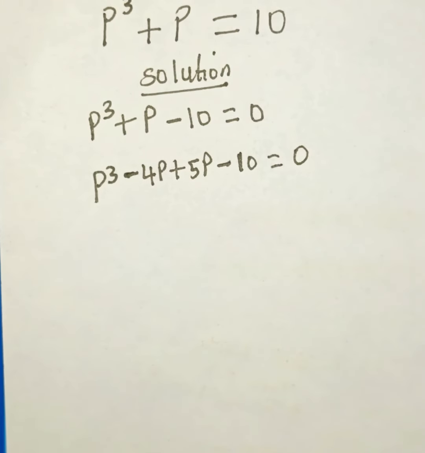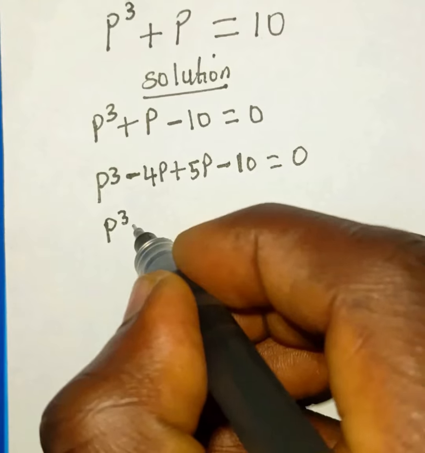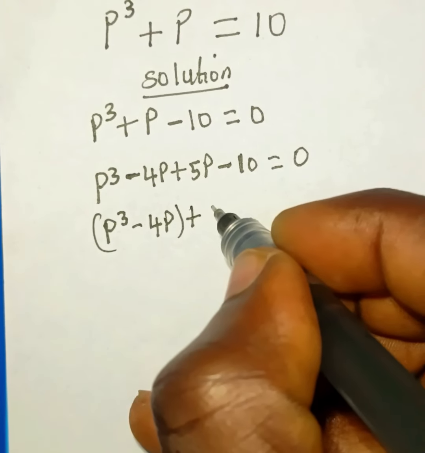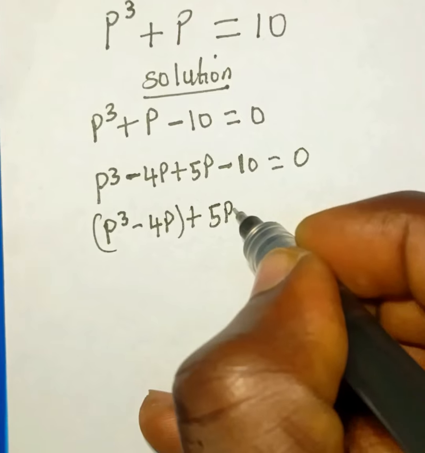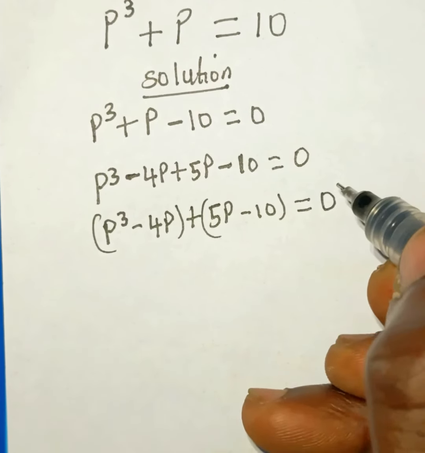Now we're going to group this into two terms. The first two terms are p to power 3 minus 4p, then we group it, then plus the last two terms, 5p minus 10, then we group it also, which is going to be equal to 0.